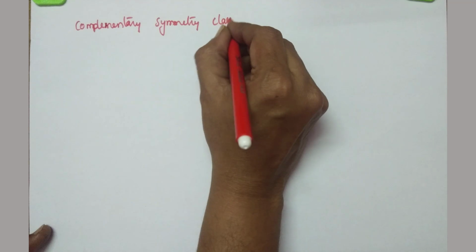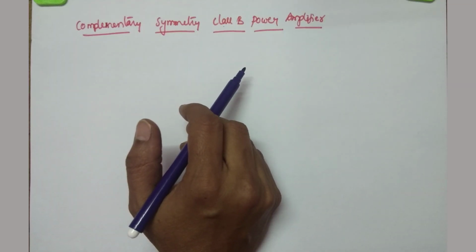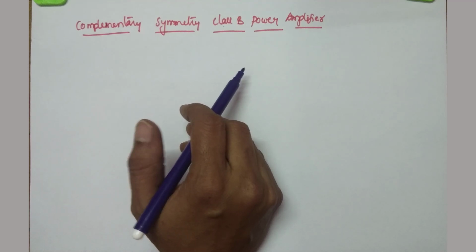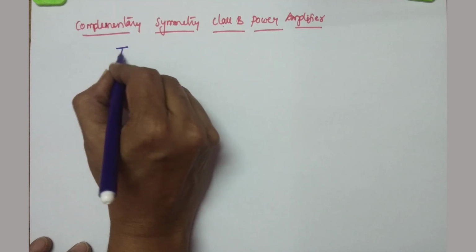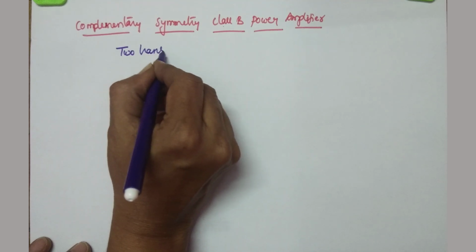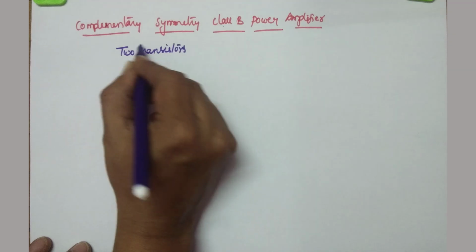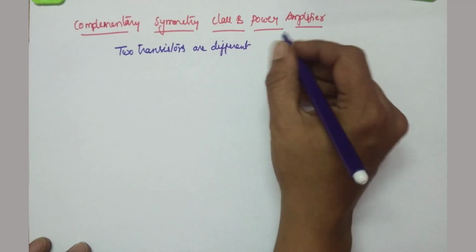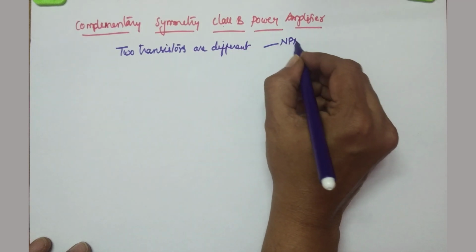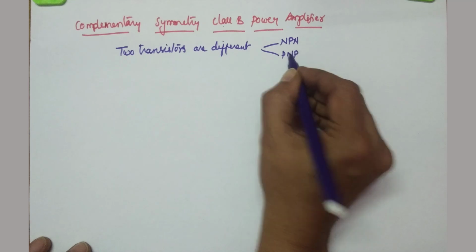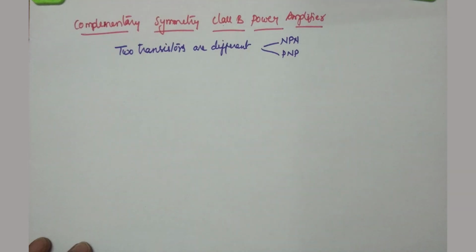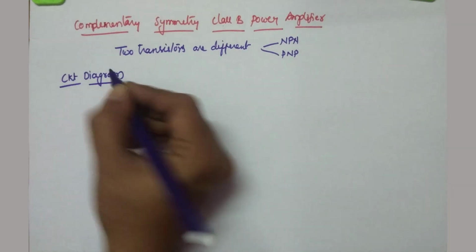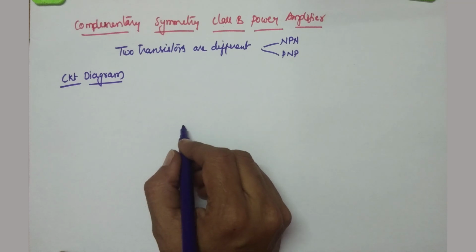Complementary Symmetry Class B Power Amplifier. We know the Complementary Symmetry Class B Power Amplifier also consists of two transistors, but the two transistors are different. Yes, the two transistors are different. It means if one is NPN, the other one is PNP. In the case of push-pull, both are the same. Now we'll move to the circuit diagram. It consists of two transistors.